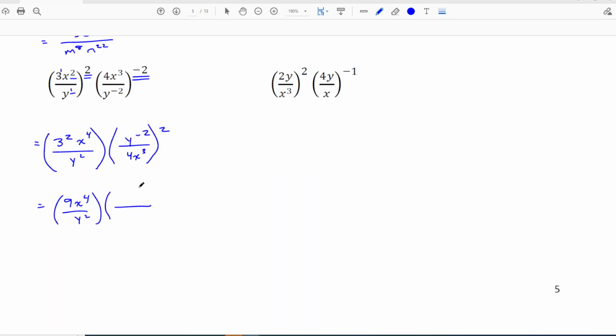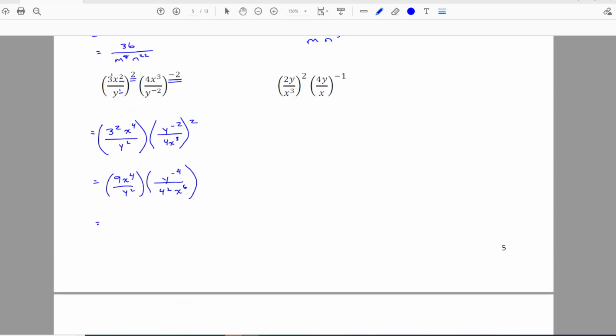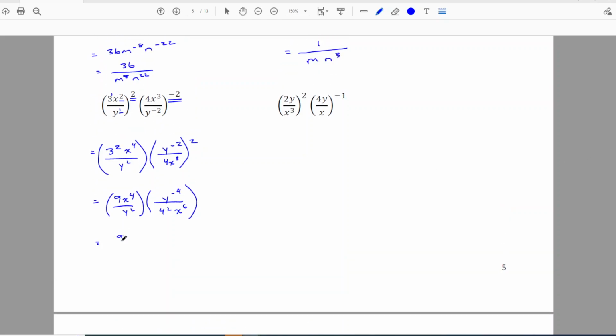And then this one, I would get y to the negative 4. Then this would be 4 squared, and it would be x to the 6, which is going to give me, shrink this down a bit, which is going to give me 9x to the 4 over y squared times y to the negative 4, which you could make positive if you wanted to, over 16x to the 6.